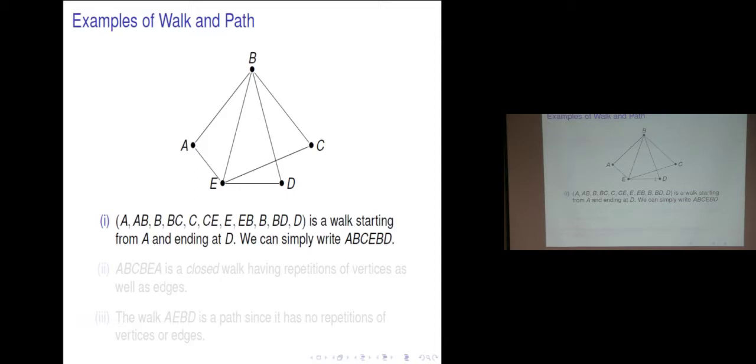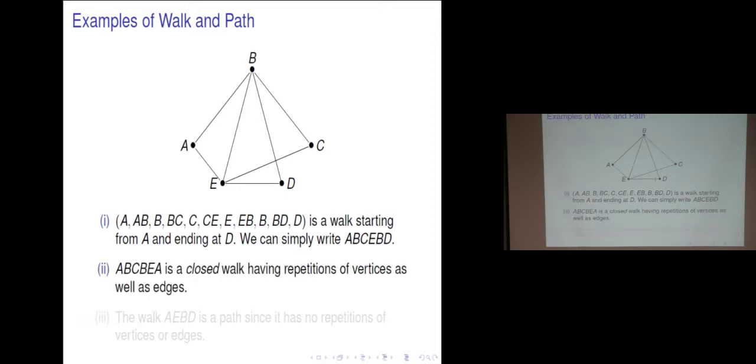It's very intuitive. This is a walk starting from A and ending at D. So you do these things, and then you are at D. This is too long, so we can simply write it as A, B, C, E, B, D. Is it true? A goes to B, B goes to C, C goes to E, E goes to B, and then to D. These indicate the same thing, right? Okay, so we understand.